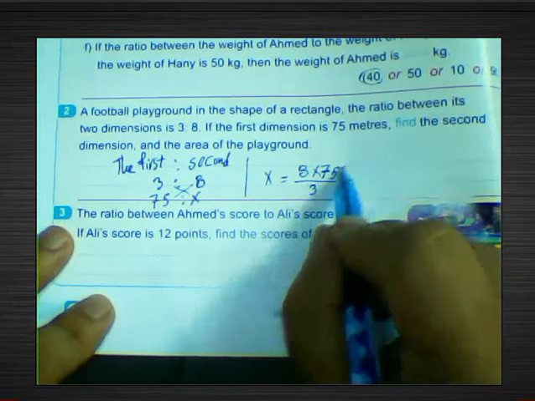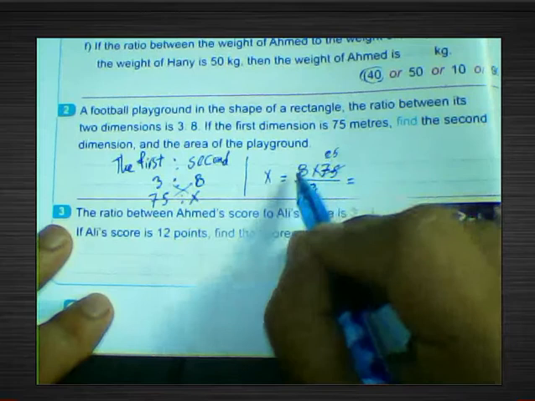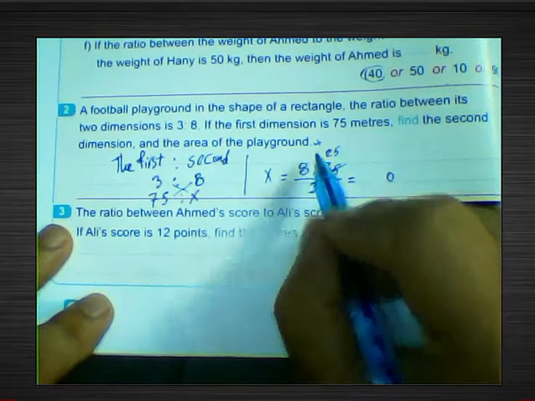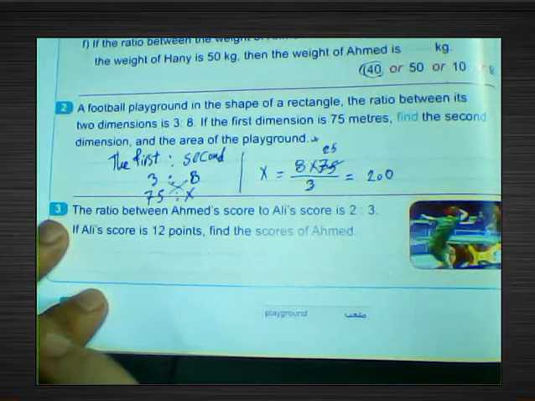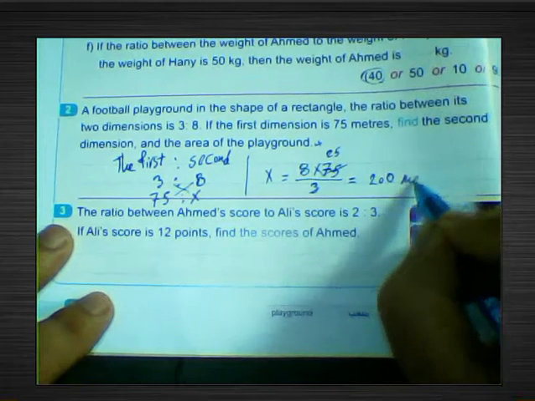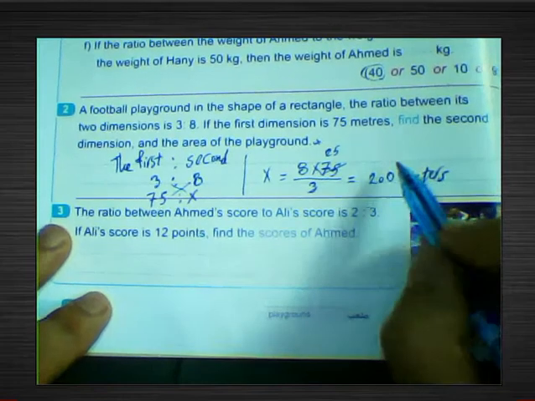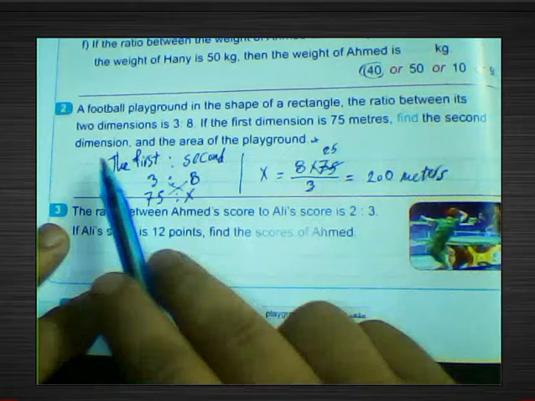75 over 3 equals 25. 25 times 4, 5 times 4 equals 20, 0 and carry 2. 2 times 4 equals 8 plus 2 equals 10. The result will be 100 meters. What does he want? He wants the second dimension and the area of the playground.